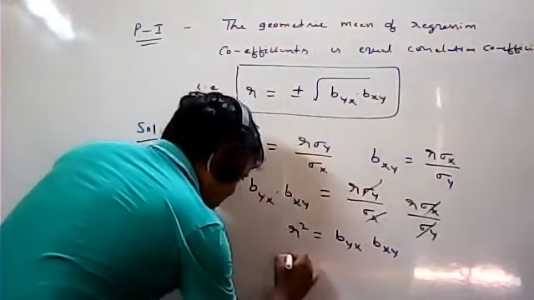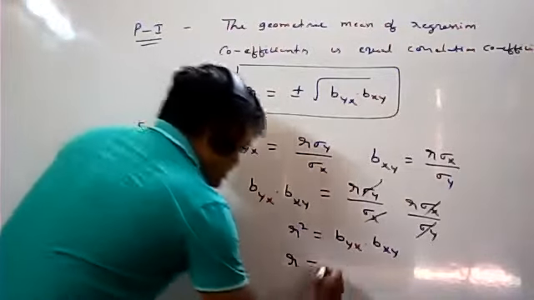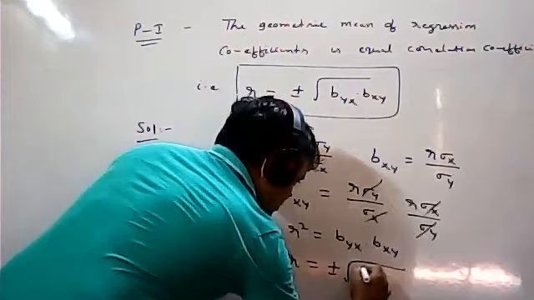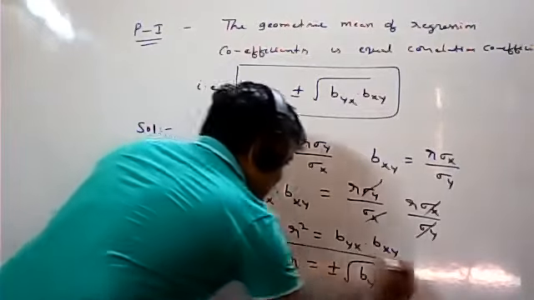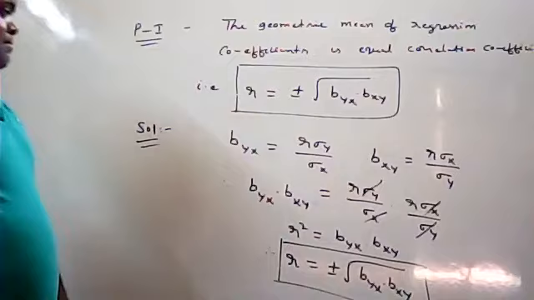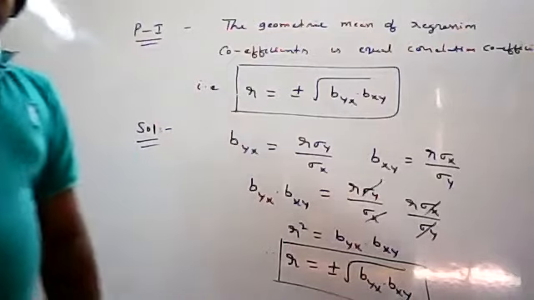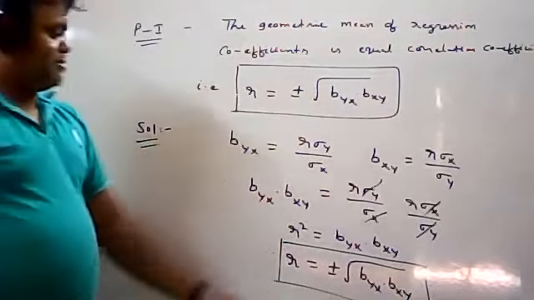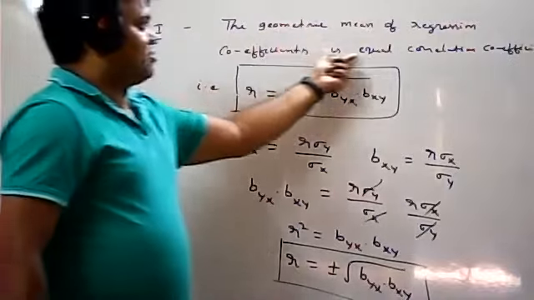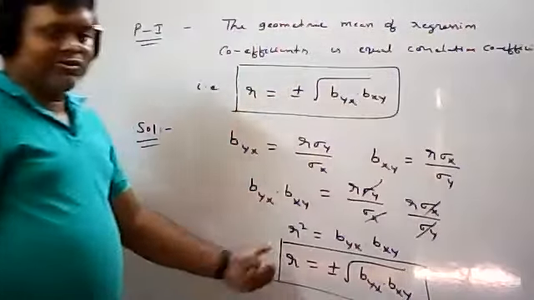Therefore, finally, you have to calculate r. So r is nothing but plus or minus root over Byx into Bxy. That means the geometric mean of regression coefficients is equal to the correlation coefficient.